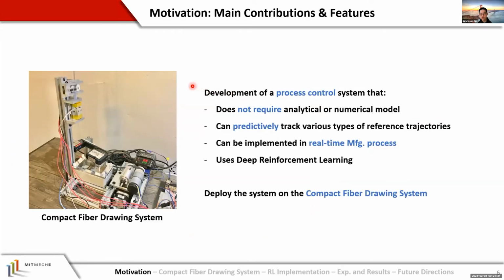Before we move on to the main part of my presentation, let me summarize the main contributions and features of my research. The main contribution of my research is the development of a process control system that does not require an analytical or numerical model, can predictively track various types of reference trajectories, and can be implemented in real-time manufacturing processes. And we used deep reinforcement learning as a methodology. Then this control system is deployed to a compact fiber drawing system that we developed in our lab, as you see in the left figure.